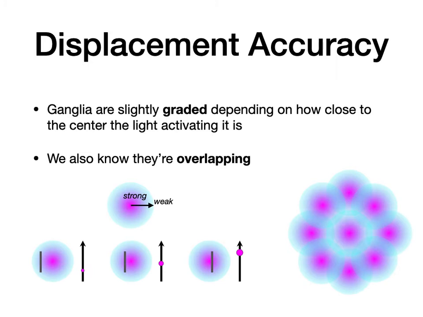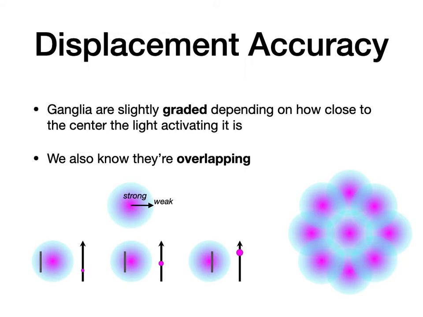So back to our ganglia friends. As we saw in that recap, ganglia are a little bit graded depending on how close to the center the activation is, or rather the light activating the edge is. So in the bottom left here, that means that when the pattern is close to the center, it's strong, and as it approaches the edge of the receptive field of the ganglion, it's a little weaker, right? So when it's at the outskirts, it's not a very strong activation, and when it's at the very center, it's a very strong activation.